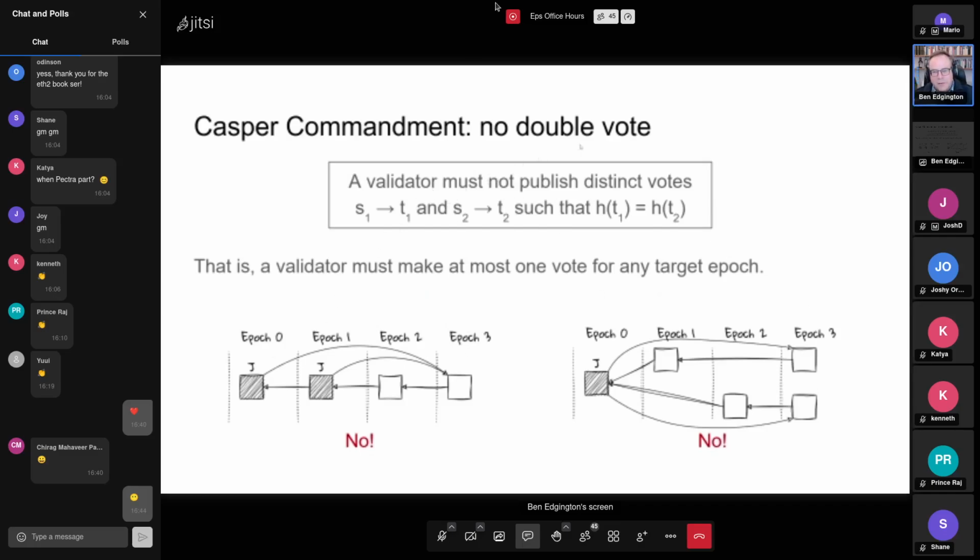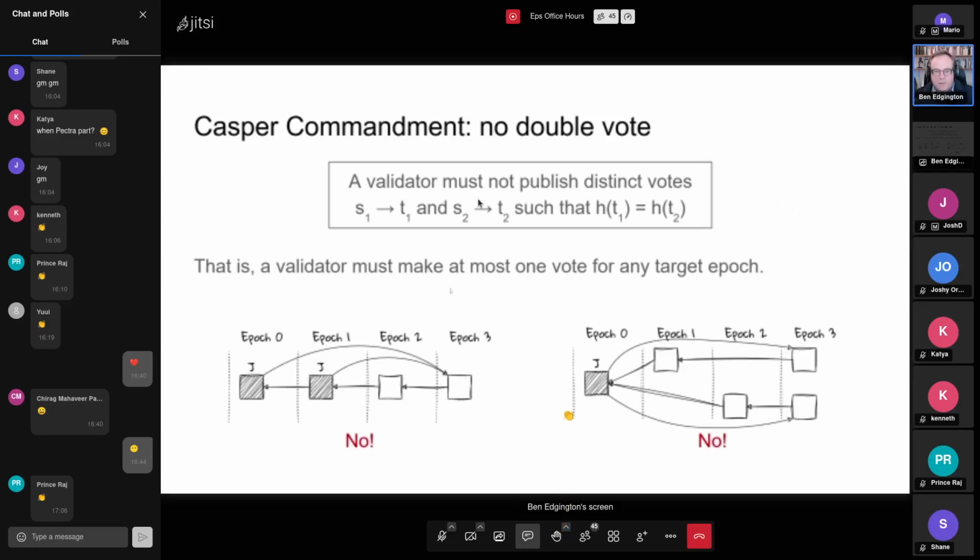Now, there are Casper commandments. I'm not allowed to make a double vote, so I can't vote for the same target in two different attestations. So if there's a linear chain, I can't vote twice for the same target in epoch 3 here. That's not allowed. And if there's a fork in the chain, I can't vote for the same target there. So same target from two different justified checkpoints on the linear chain, or different targets at the same height on a forked chain, with the same source vote there. Those are no.